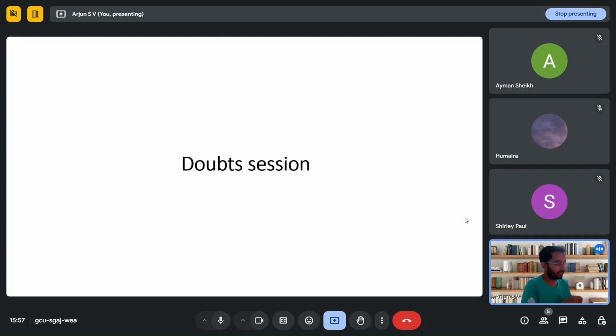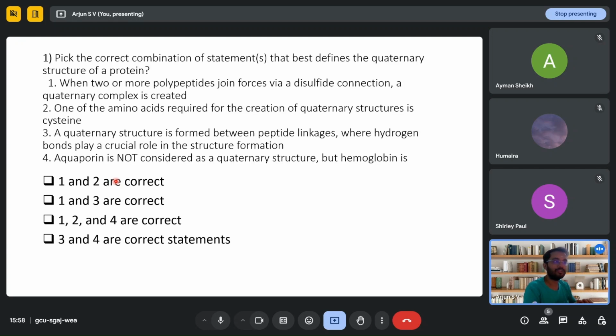If you have further doubts, you can put them in the chat box. For now, we can move on from the doubt session and go on to discuss the assignment questions. First we will start with the week 7 assignment questions. Question number 1 of week 7: pick the correct combination of statements.